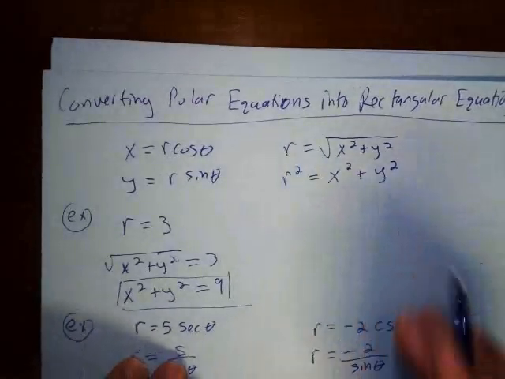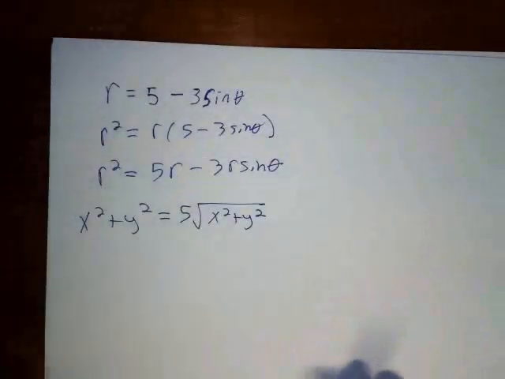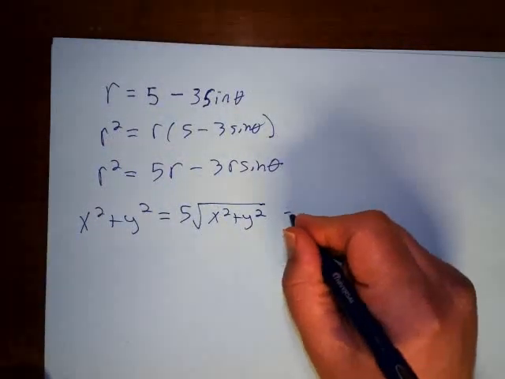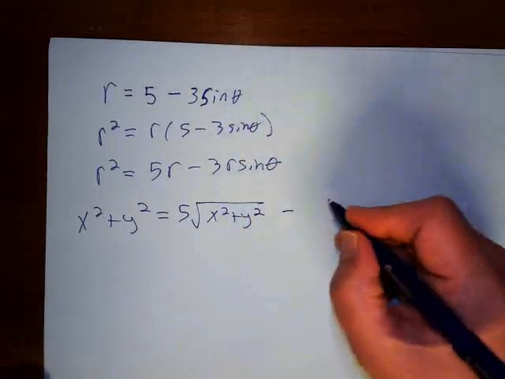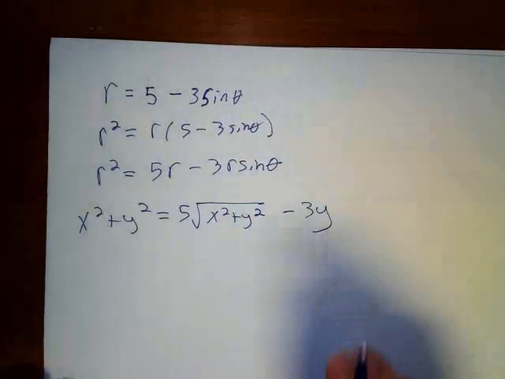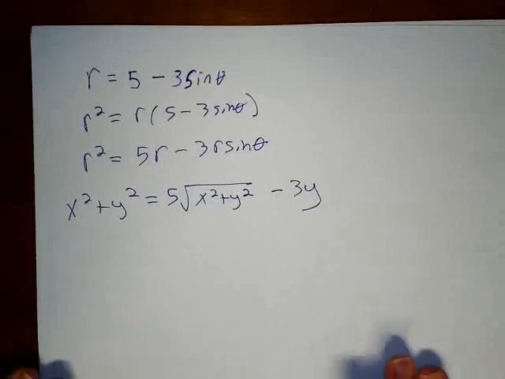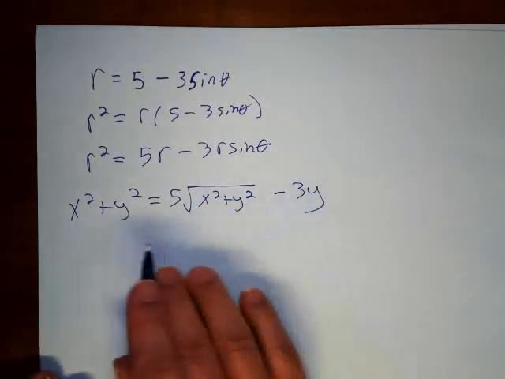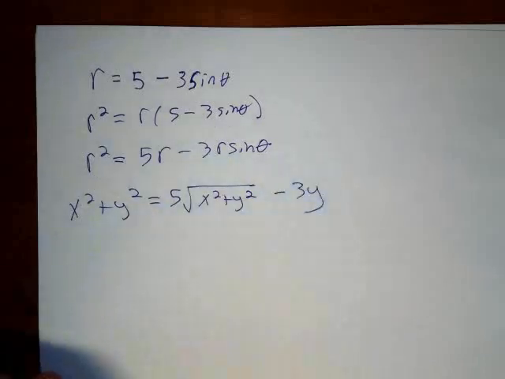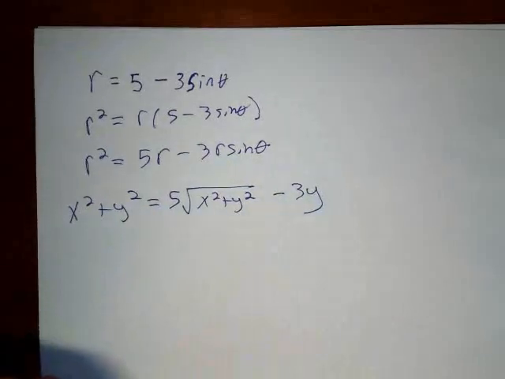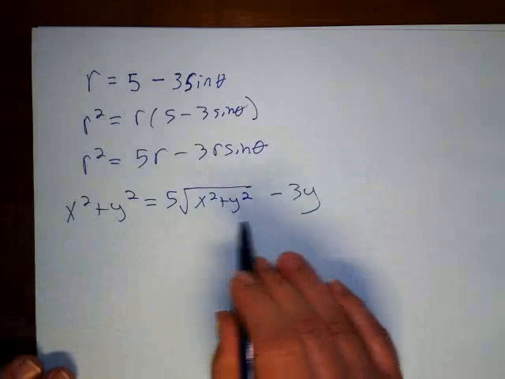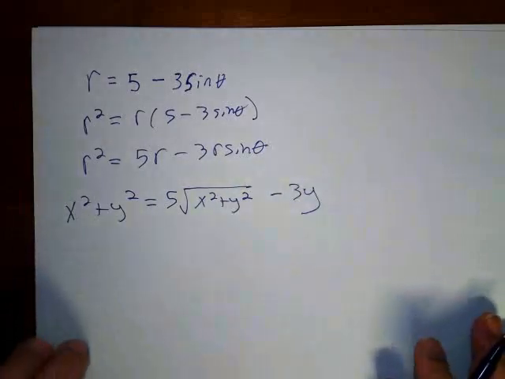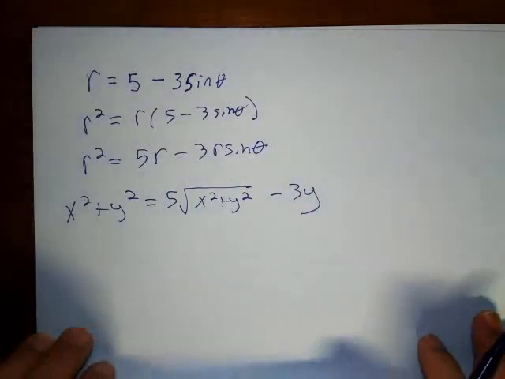Okay, and then r squared is that. So I get this, and then this is just minus 3y. So this is just a really weird equation involving x and y. Certainly not a function. It would be very, very difficult to graph. You could probably graph it on Desmos or something like that. But that's what you would get.